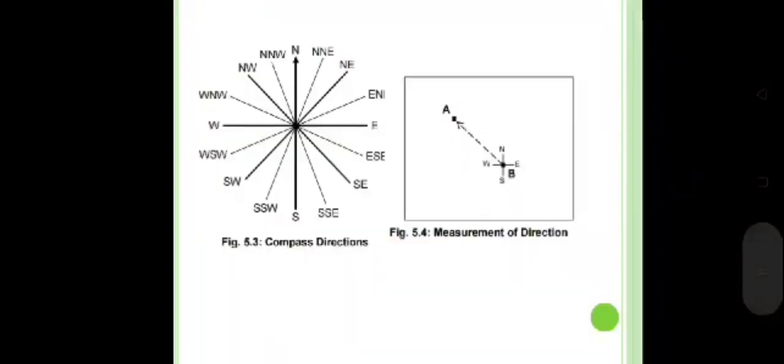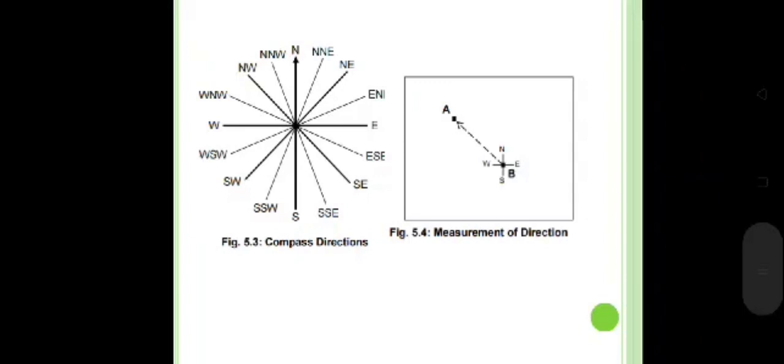So these are the examples in figure 5.3, compass directions. We have 16 cardinal points in all. First are the four major cardinal points: north, south, east, and west. Then we have SW southwest, NW northwest, NE northeast, and SE southeast. These are derived further into tertiary directions.